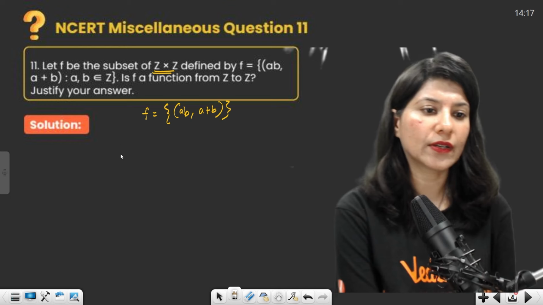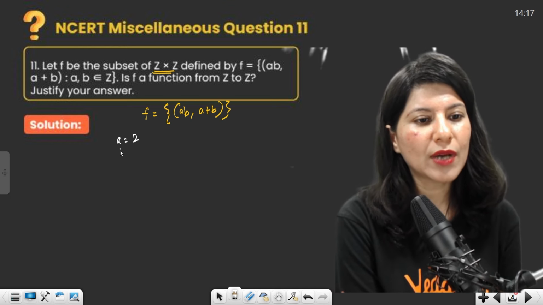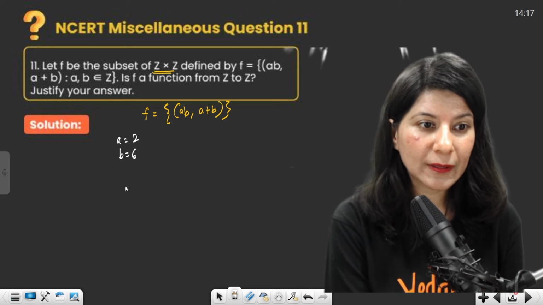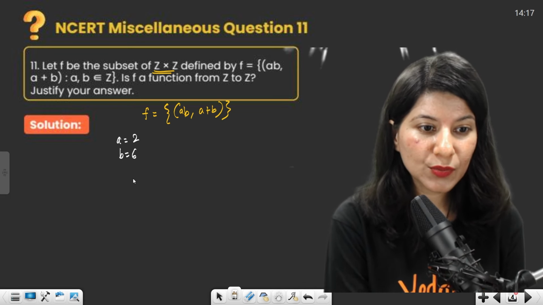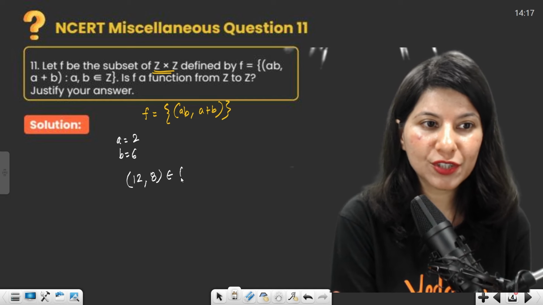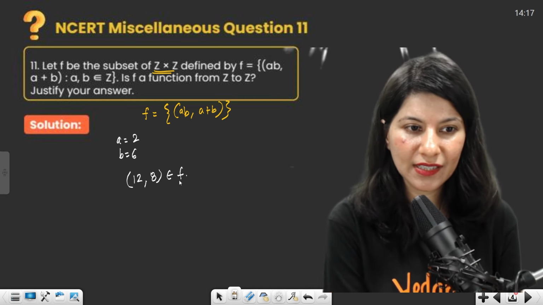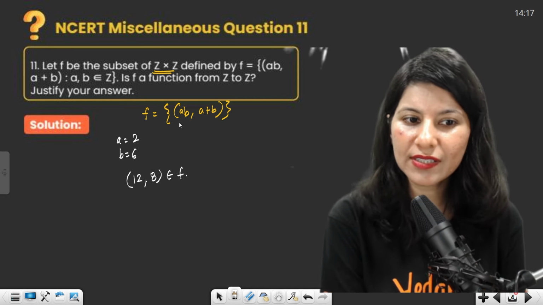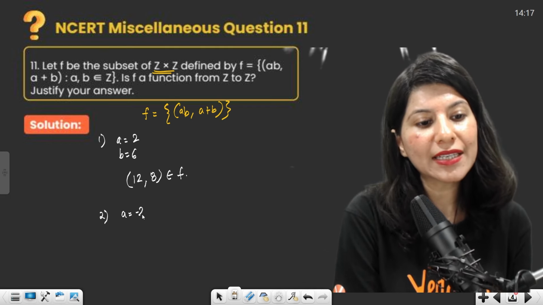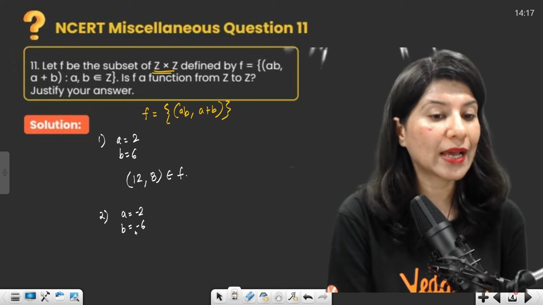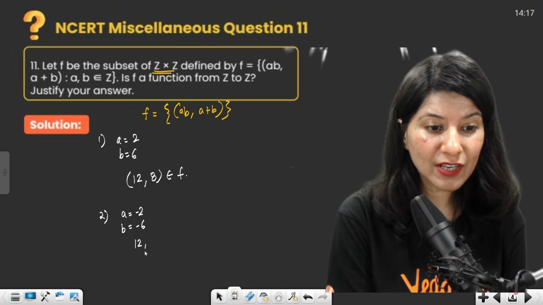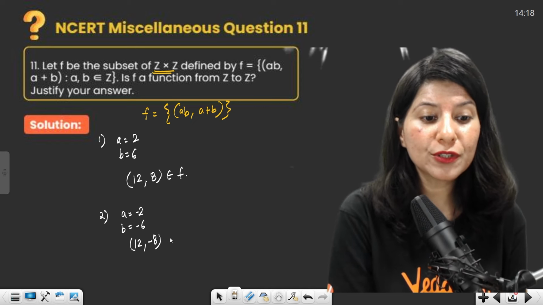So we need to just hit and try. Suppose a is 2 and b is 6. Then what will happen? Just tell me. 6 twos are 12, comma 8 will belong to my relation F or function F. Yes? And a is 2 because both are integers, condition satisfies. Case number 1. Case number 2. What if I take minus 2 and minus 6? Then the first element, 6 twos are 12, minus minus plus the 12, comma minus 8 should also belong to F.